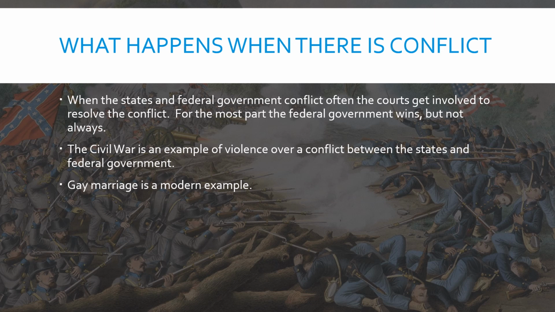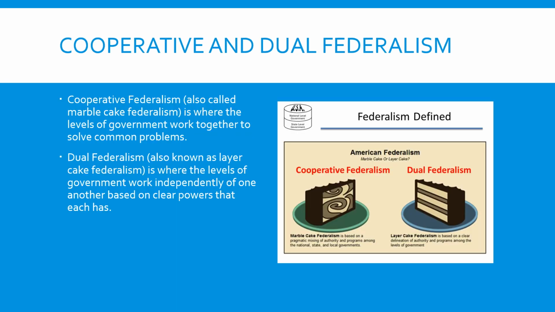There are other issues where the states have won, like marijuana as an example. You have some states that have made marijuana legal in their state, even though federally it's illegal. And the courts and the federal government have granted the states that right to do that. And so we've seen the states win on some of these issues too. For the most part, though, the federal government does win.